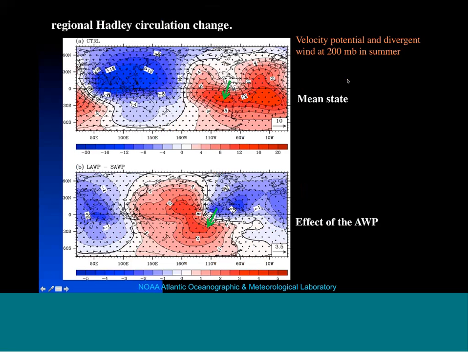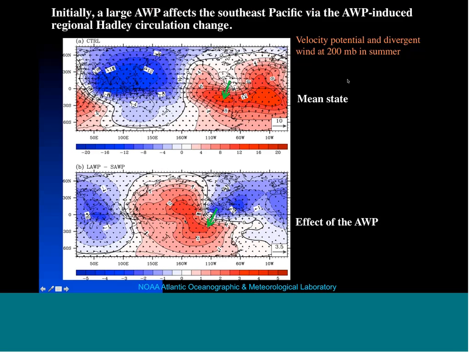So what we did, we first plot the velocity potential and diverging wind at 200 millibar during summertime. The top panel shows the control run, the lower panel shows the difference between large warm pool and small warm pool. We see that when the warm pool during summertime is larger, this warm water induces atmospheric convection, which produces a regional Hadley circulation.